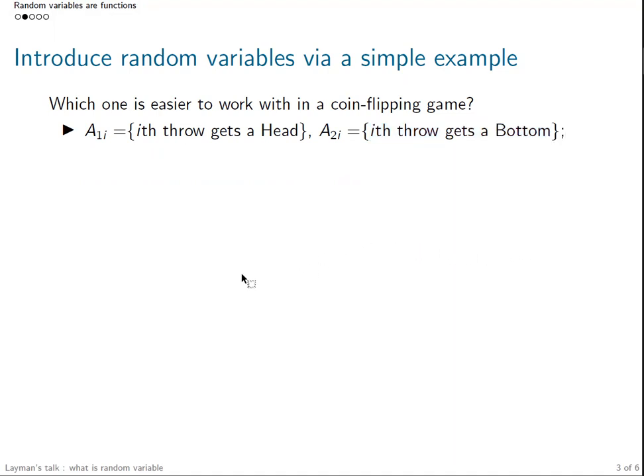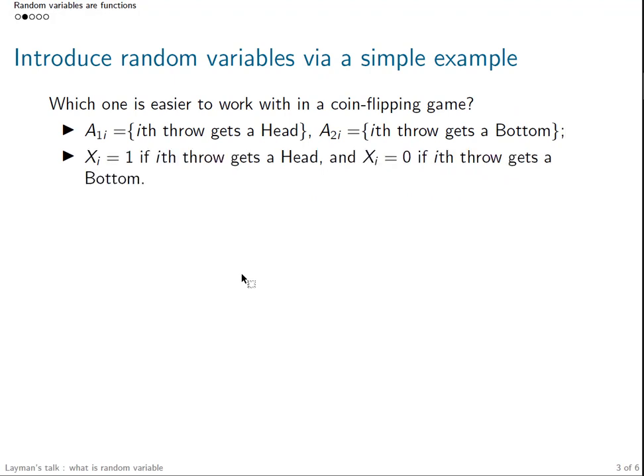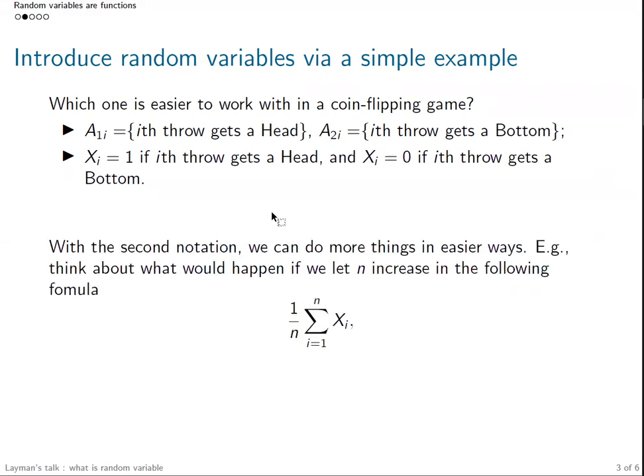Those random events are sets, and manipulating random events requires operations concerning sets, and it would certainly be much easier if we worked with numbers instead. One straightforward way of thinking would be, well, let's link these events with numbers. For example, here, we let Xi equal 1 if the nth throw gets a head, and 0 otherwise. So through Xi, we link events with numbers, right? And with the second set of notation, we can do more things in easier ways.